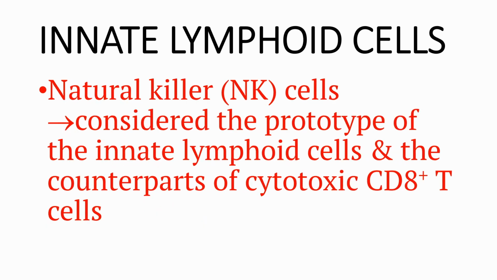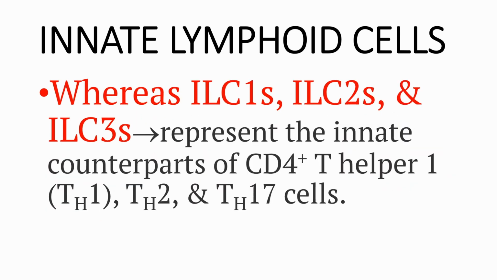Natural killer cells can be considered the prototype of the innate lymphoid cells and can also be considered the counterpart of cytotoxic CD8 positive T cells. Also, innate lymphoid cells type 1, 2, and 3 can represent the innate counterparts of CD4 positive T helper 1 for the innate lymphoid cells type 1, T helper 2 for the innate lymphoid cells type 2, and T helper 17 for the innate lymphoid cells type 3.